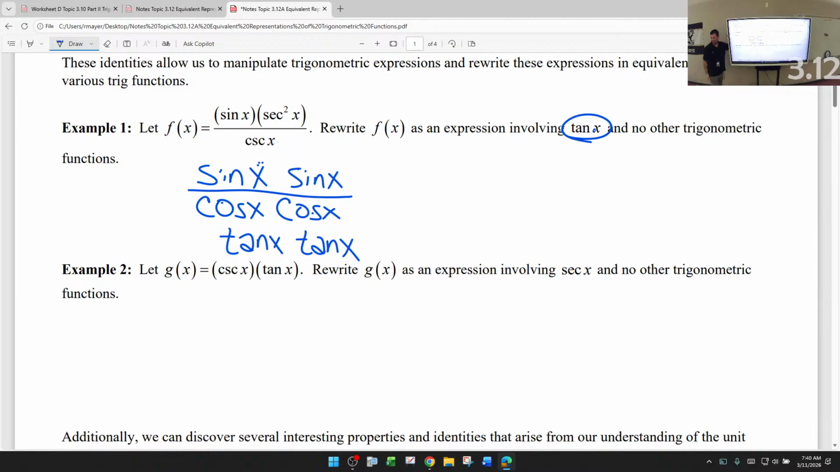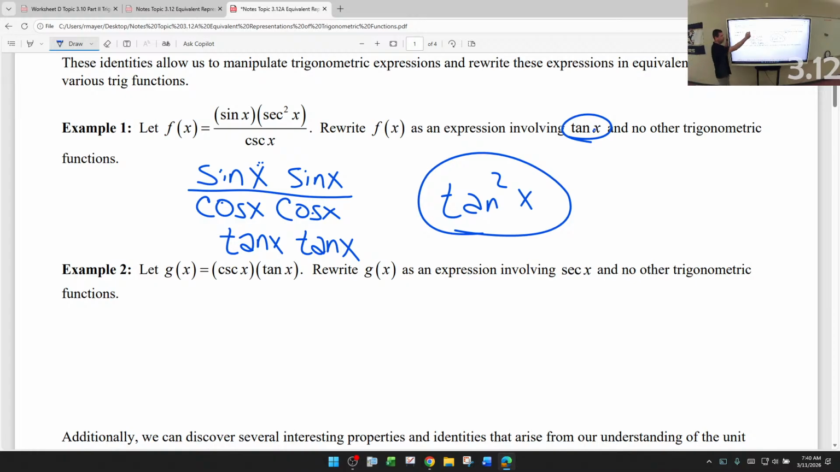Technically that's right, but you guys are too smart for that, and you know that we can combine that and make it look even a little bit nicer. I would basically have tangent squared x. I haven't mentioned a couple of times that I don't know if you really want to circle your answers, but I would just keep kind of going down.